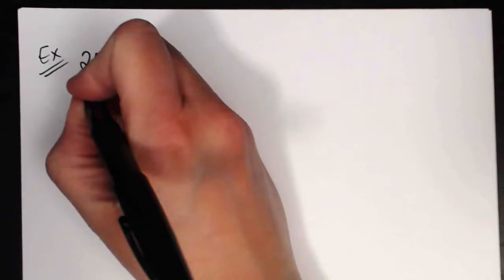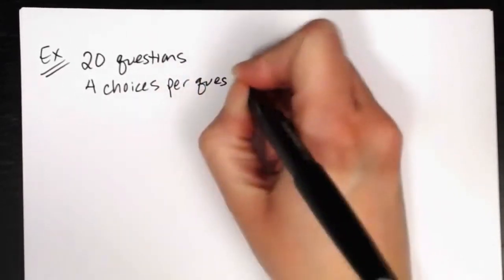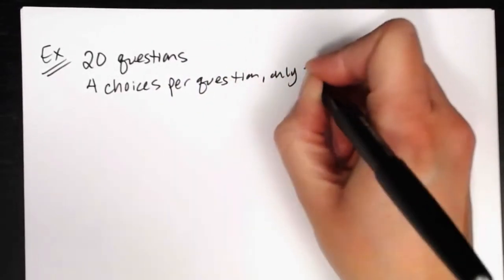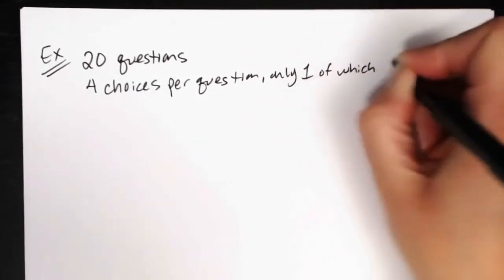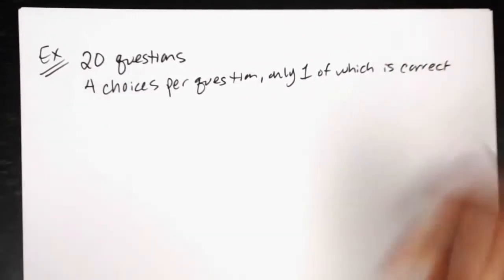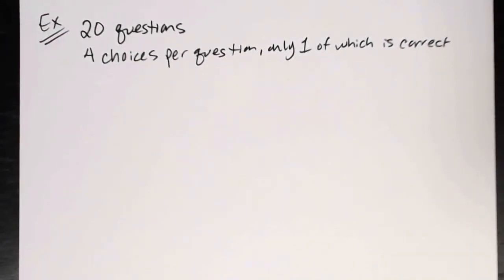Let me give you an example. Let's say that we have an individual who's going to be taking a test, and there are 20 questions on the test. On each question there are multiple choices, so 4 choices per question, only one of which is the correct one. So there are 20 questions, they've got 4 choices, one of which is correct.